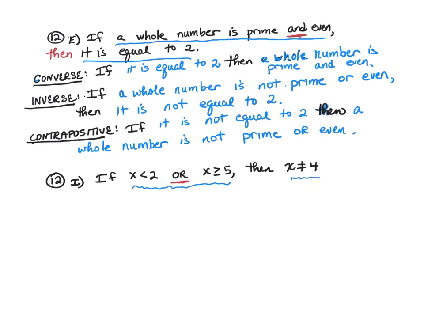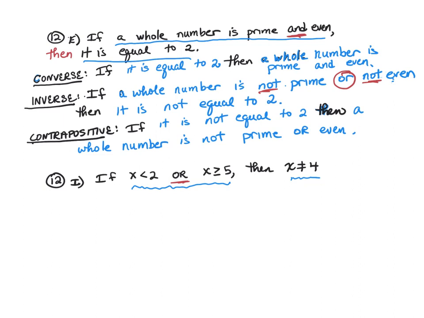Oh, I did make a mistake here. It should say not prime or not even. Okay, I forgot to negate this. So let's just rewrite this. Or not even, right. Because we have to negate each and change the and to an or. That's very important. So if a whole number is not prime or not even, using DeMorgan's laws, then it is not equal to 2.